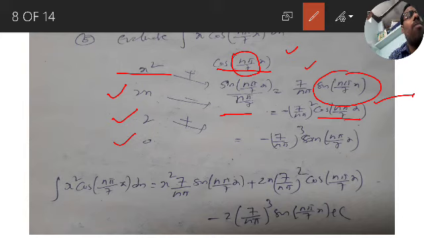Again cos n pi by 7x integration is sin n pi by 7x by n pi by 7, n pi by 7 comes up, then 7 by n pi whole cube. So this is my third integration.